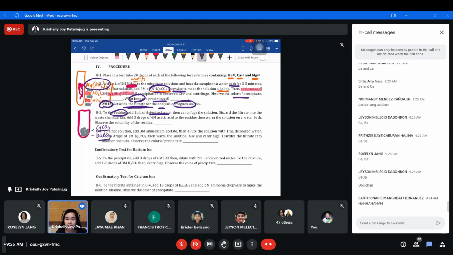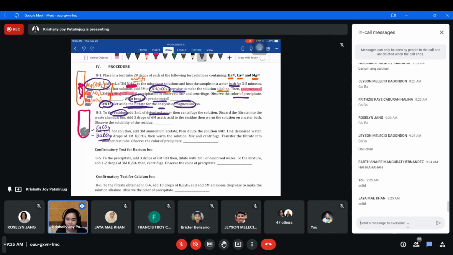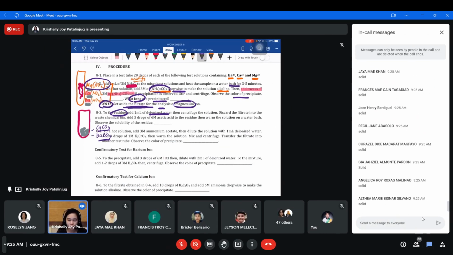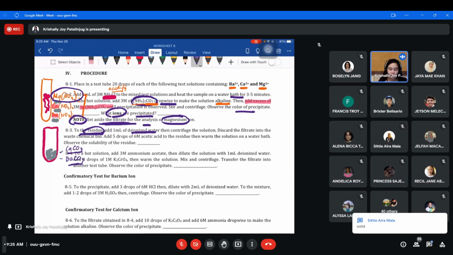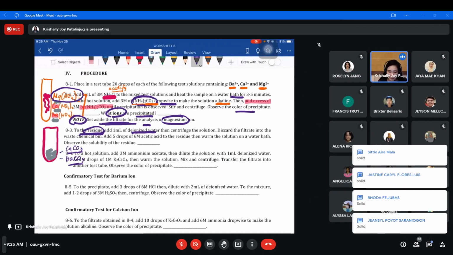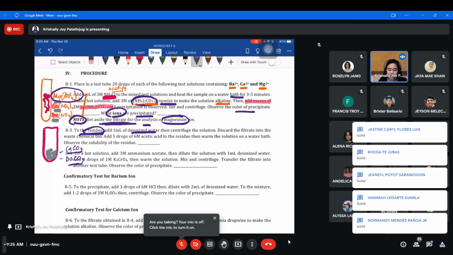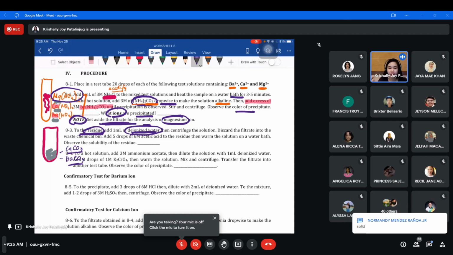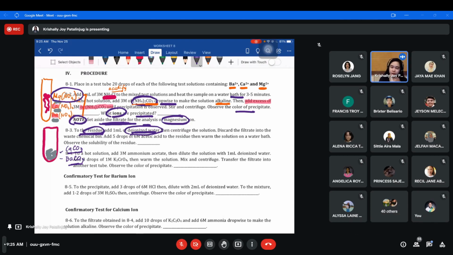Again, is a precipitate solid or liquid? Okay, solid. So keep in mind, solid. On that solid residue, first wash with deionized water. Why wash it? To remove ions of magnesium, because there may still be ions of magnesium there. So to wash it, add deionized water, then discard.